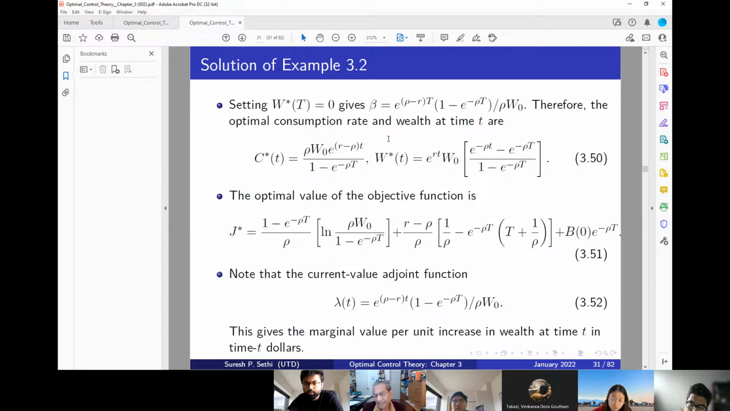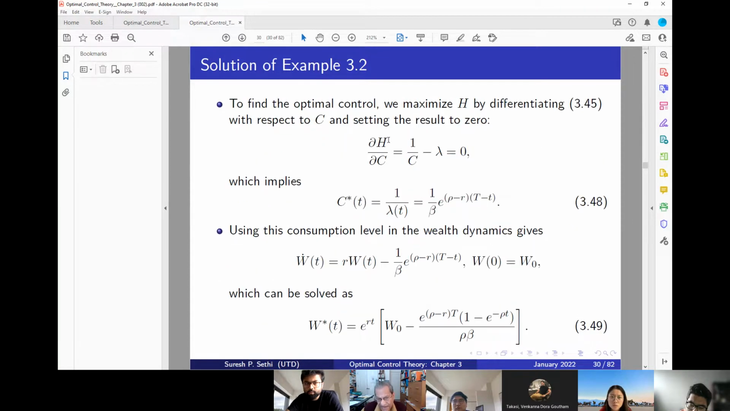So if beta is large, it means I'm consuming too little. If beta is small, it means I'm consuming too much, and my wealth will be less than zero. If beta is too large, I will leave positive wealth. That means I will not consume everything and I will leave something for the children. So beta has to be exactly right for me to have the wealth exactly equal to zero at capital T. That's the 2-point boundary value problem for you.